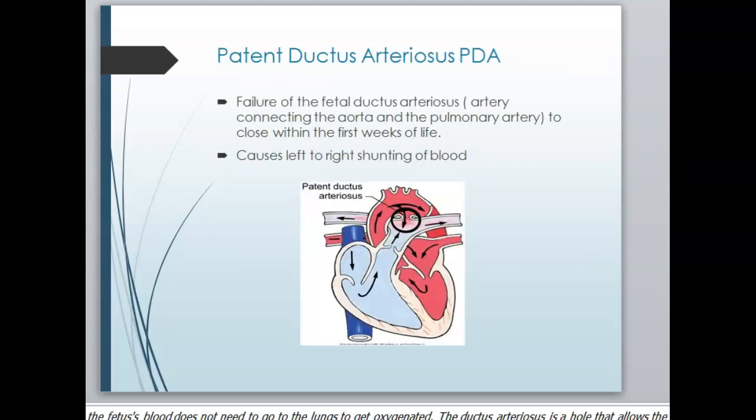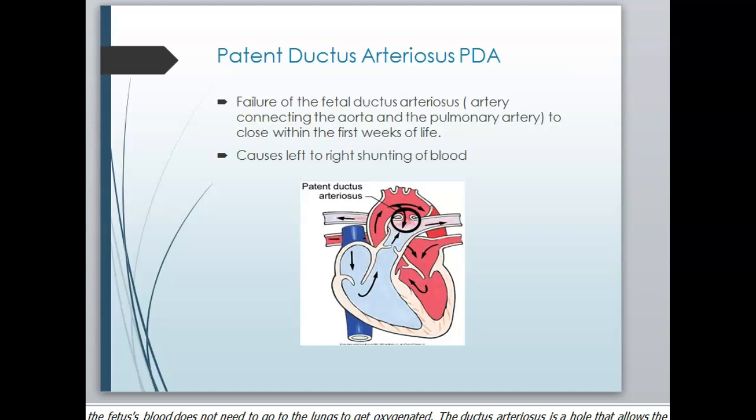The next defect that we're going to talk about is called a patent ductus arteriosus, or PDA. This is failure of the fetal ductus arteriosus, remember that artery that's connecting the aortic arch to the pulmonary artery, to close within the first weeks of life. It causes left to right shunting of the blood.